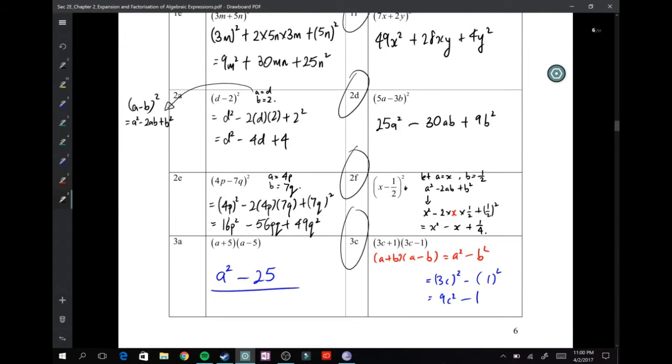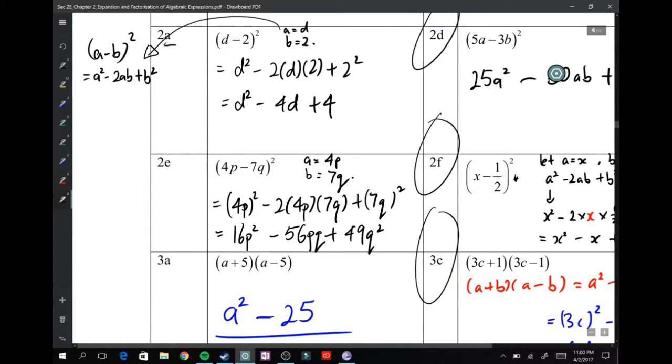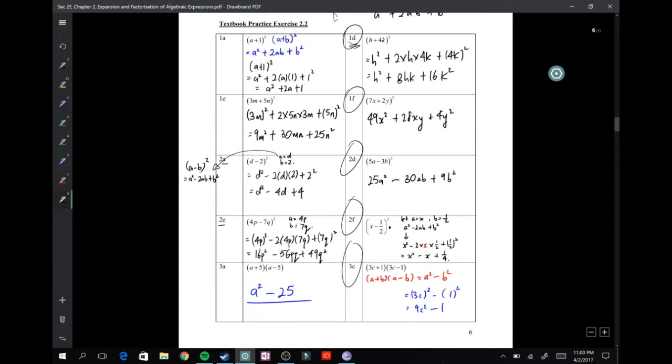So this is the answer for 2A and 2E. If you need to take a look at the whole page, I can pause the video here.